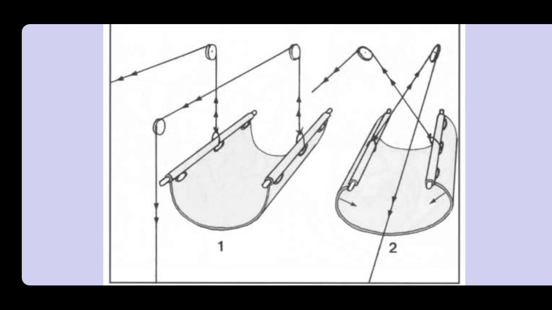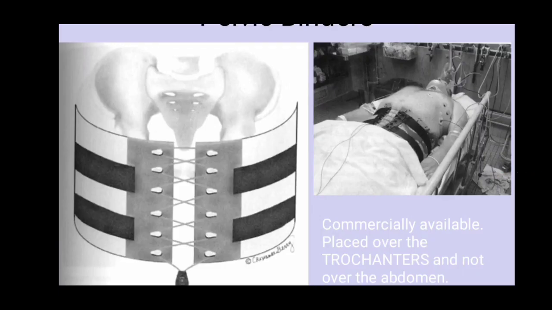Another option that we can use for rotationally unstable fractures or injuries is the so-called pelvic belt. When the reduction of the pelvis is performed, this pelvic belt is applied, and if the position is good, it can be the main treatment.